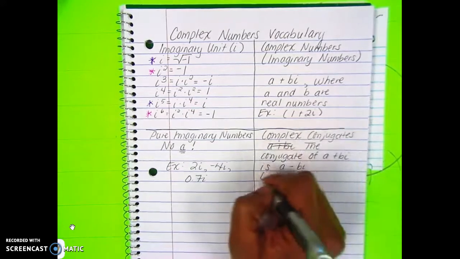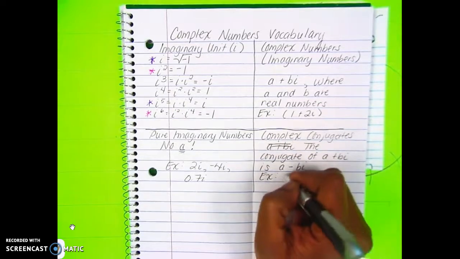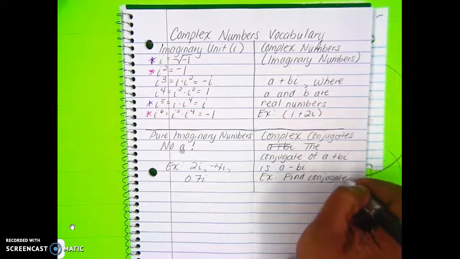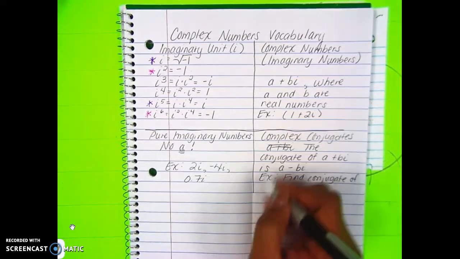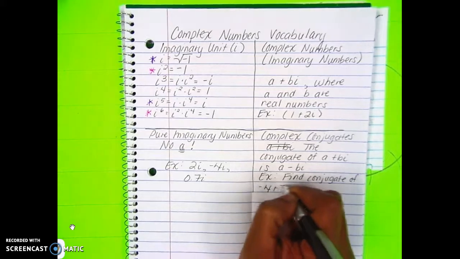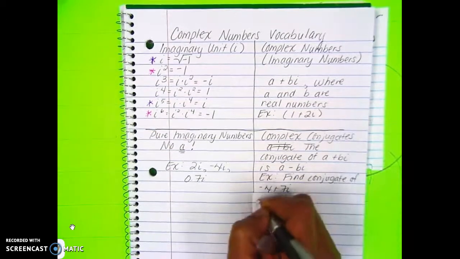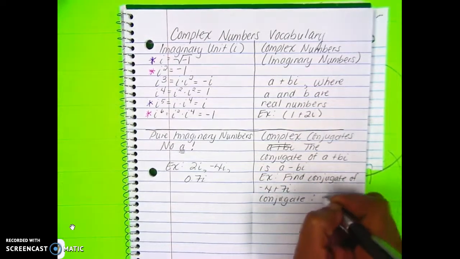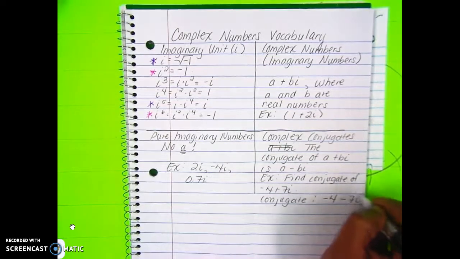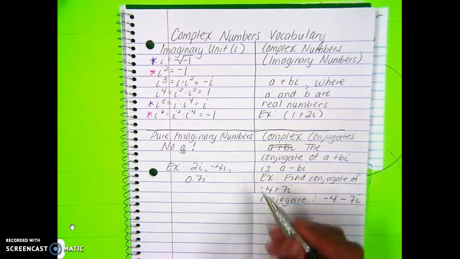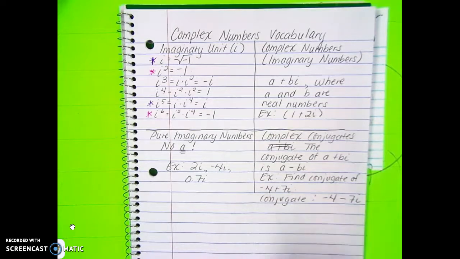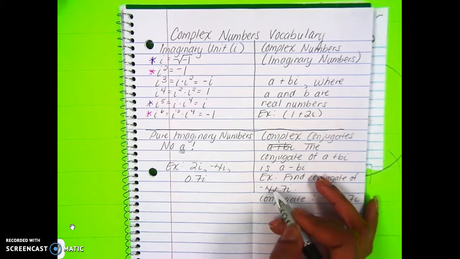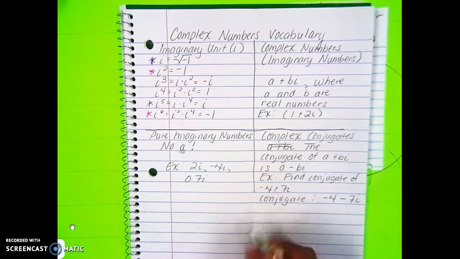An example would be: find the conjugate of negative 4 plus 7i. The conjugate would be negative 4 minus 7i. Nothing else changes but the addition sign. The addition sign changed to subtraction, and if it was subtraction, it would change to addition.